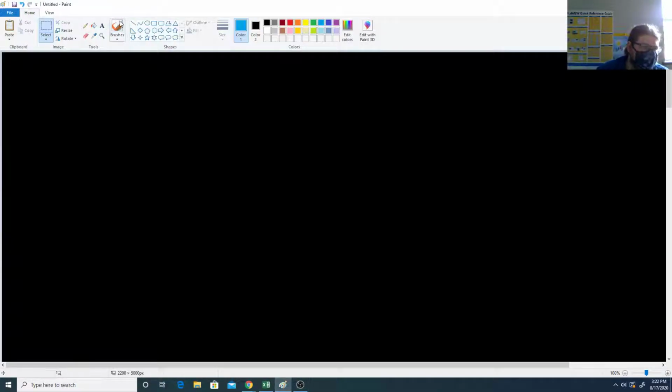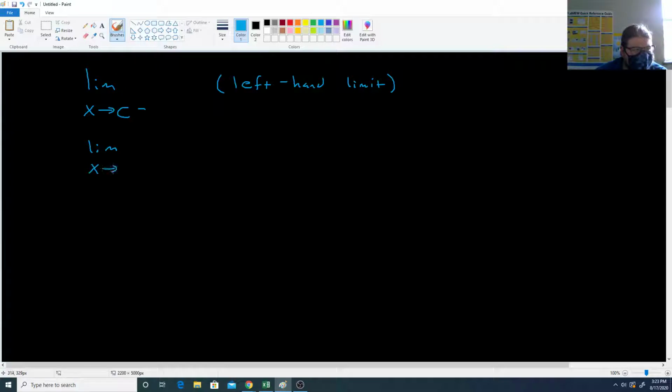All right, we're going to talk a little bit about some symbols. If you see the symbol limit as x approaches c with a little minus next to it, this is what we call a left-hand limit. And if you see limit as x approaches c with a plus, it's what we call a right-hand limit. Now, these are called one-sided limits because you're only approaching from the left or the right.